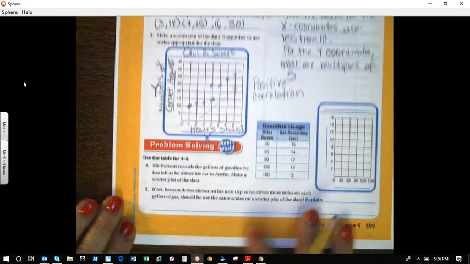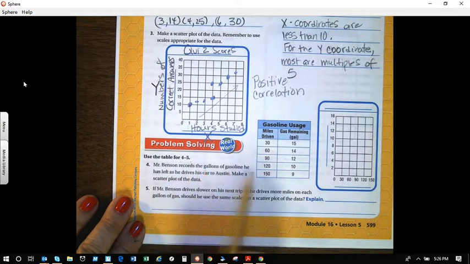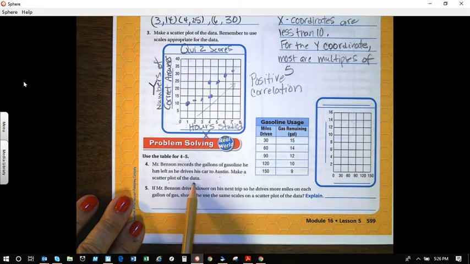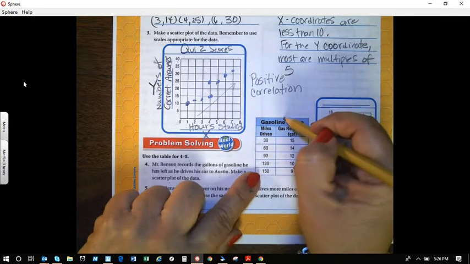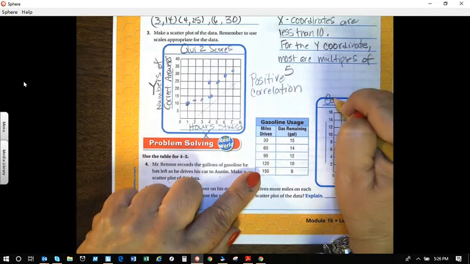We're going to use table 4 and 5. Mr. Benson records the gallons of gasoline he has left as he drives his car to Austin. Make a scatter plot of the data. All right, so here's my data. I'm going to write this for my title: gasoline usage.